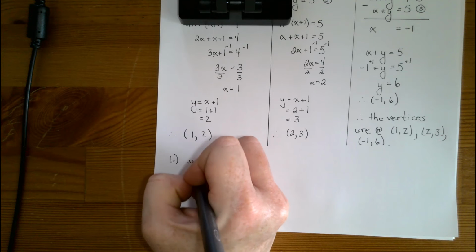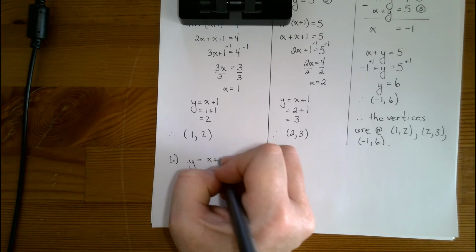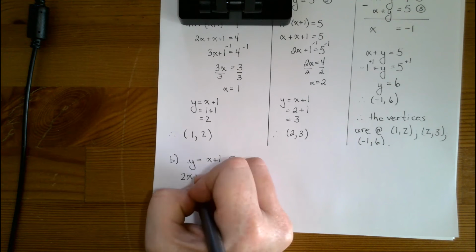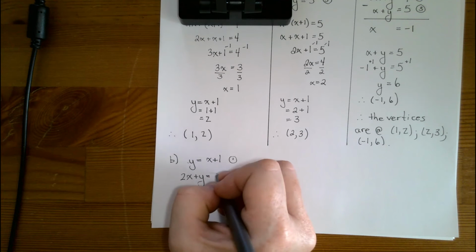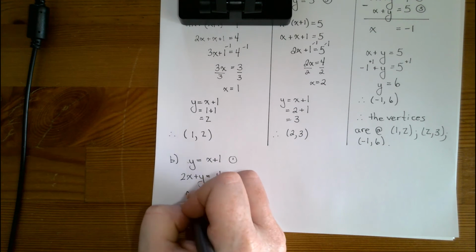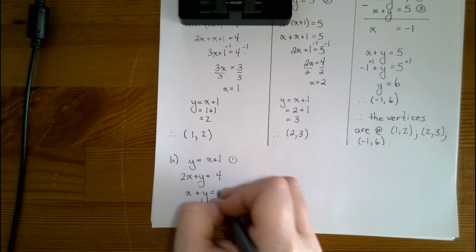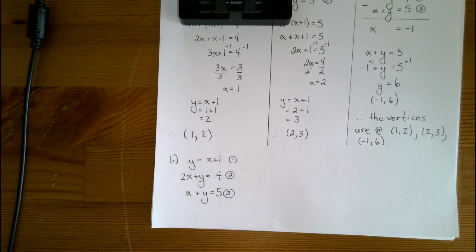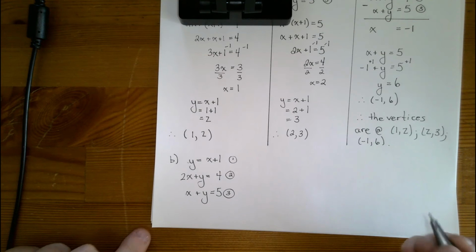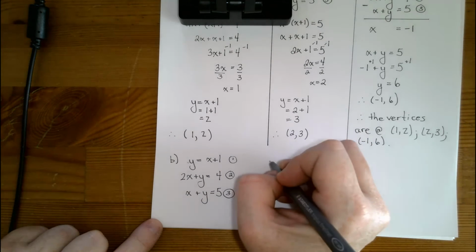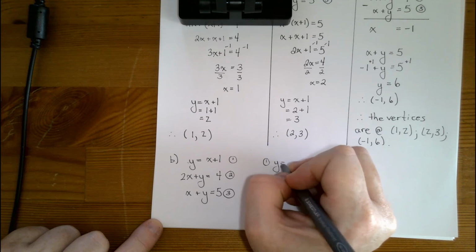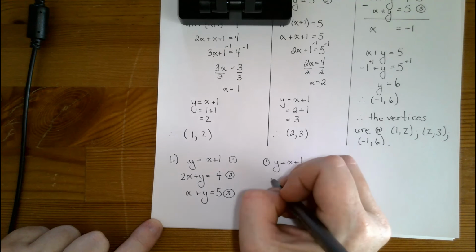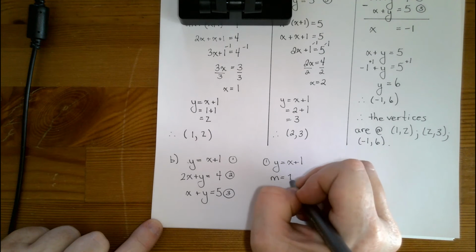I have y equals x plus 1. And that was equation number 1. I have 2x plus y equals 4. Then I have x plus y equals 5. All right, so if I go ahead and take a look at equation number 1, so I'm going to start with that one, right? I have y equals x plus 1. So remember, your slope is always the number in front of your x. So in this case, my slope is 1.